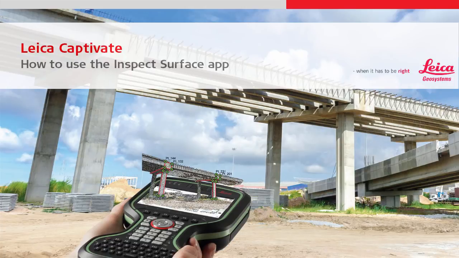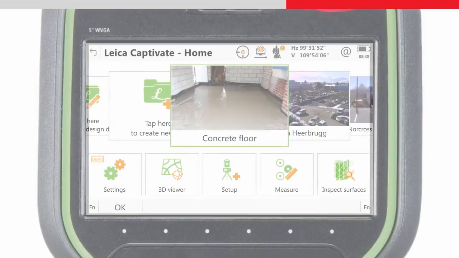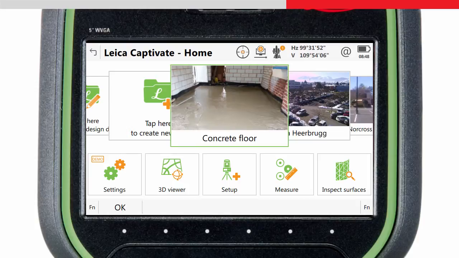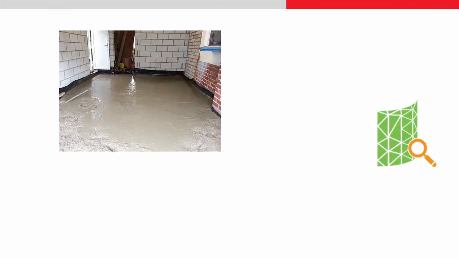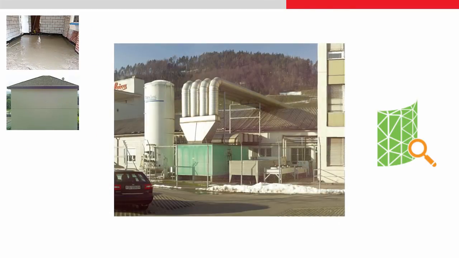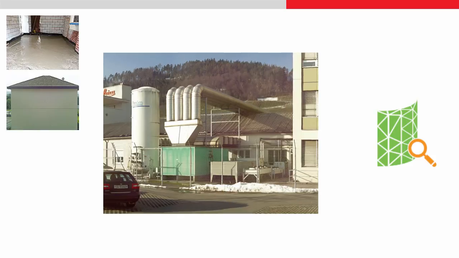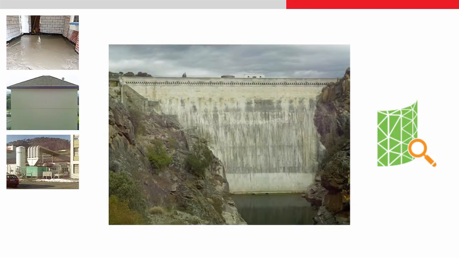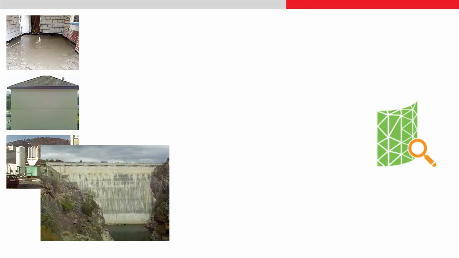This video will give an overview of the Inspect Surface app, which, as the name suggests, allows a surface to be inspected. There are a wide range of potential use cases for this really useful app. Check the flatness of floors, check the verticality of walls, check the correct positioning of cylindrical silos, comparing two scans, for example, a dam wall before and after water being contained in the dam, and many, many more.